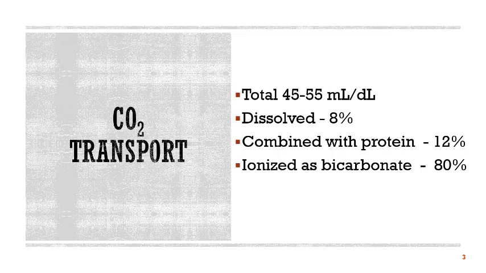The total amount is around 45 to 55 milliliters per deciliter. Remember, a deciliter is just 100 milliliters. The first way is dissolved in plasma, or dissolved in blood. It's the same way that you could think of our oxygen, how we have a very small percentage that's dissolved. CO2 has more solubility, so it's a little higher, it's 8%, combined with a protein, which is 12%, or ionized as bicarbonate, which is the big way, that's 80%.